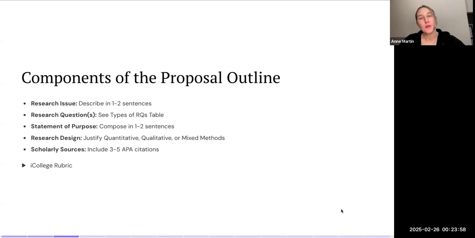Now, remember, the research proposal paper is just a proposal. You don't need to conduct the research or carry it out this semester. So don't worry about whether or not you would be able to carry it out and if it's feasible for you to do this term, because it is practicing drafting a coherent and well-designed proposal. So keep that in mind.